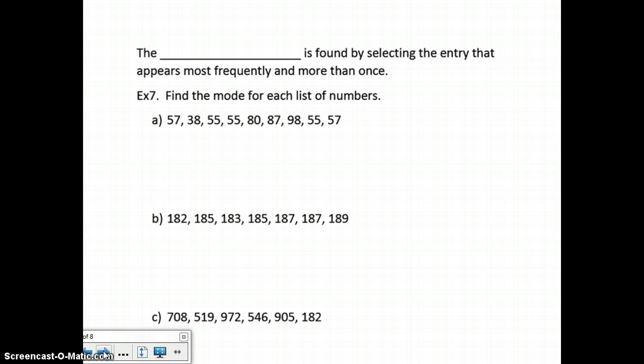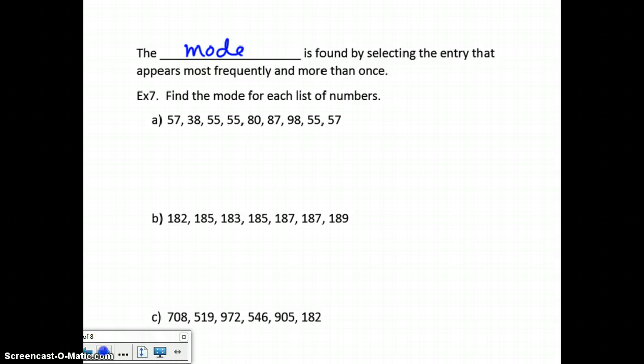Okay, the next one is called the mode. And it's found by selecting the entry that appears most frequently, and it has to also appear more than once. So to find the mode for each list of numbers, I'm just going to go through and see if the numbers appear more than once, and if they do, I'm going to underline them.